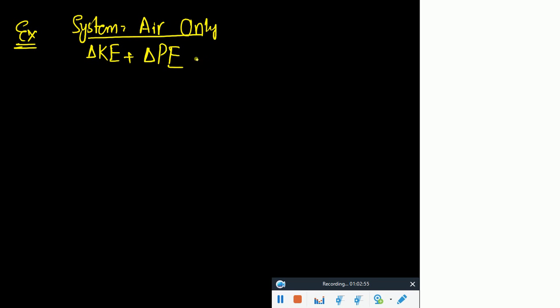Just write down first law of thermodynamics in its mathematical form first. The first law of thermodynamics says that we have delta KE plus delta PE, and in this case the system is air only. Air only. And then we have delta U equals Q minus, sorry, this is not dot, Q minus W. Do you understand that?